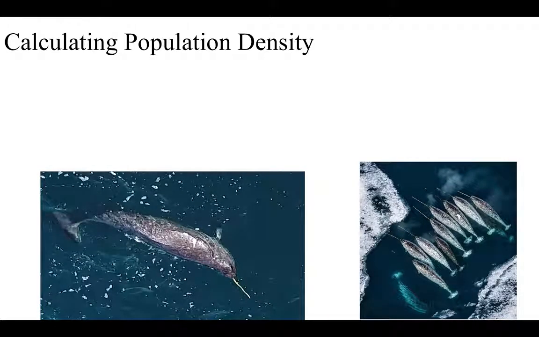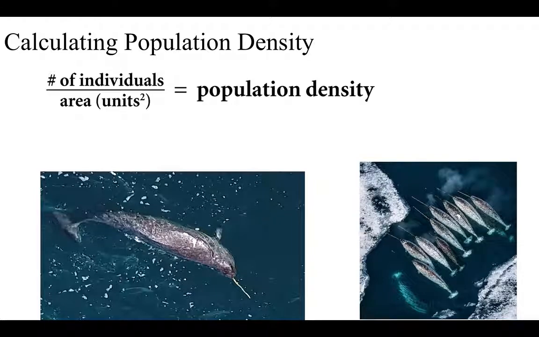Okay, so how is population density calculated? Basically, you count the number of individuals and you divide it by the area, which is in units squared, typically in kilometers squared. So let's say that a scientist is out in the field and she counts 200 narwhals.